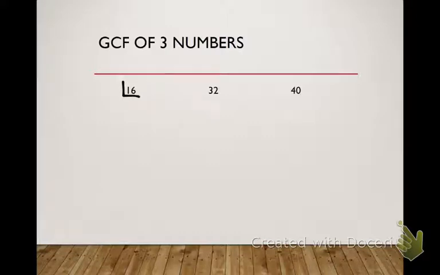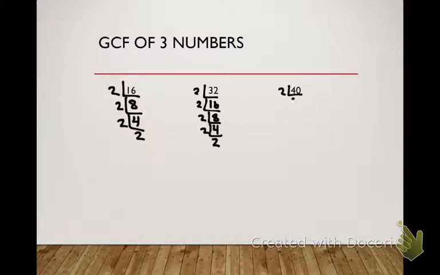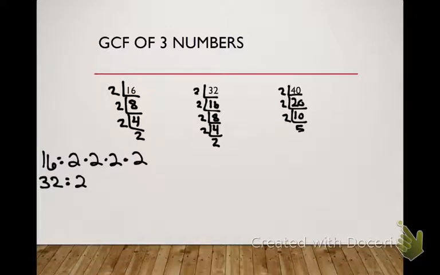All right, prime factorization of 16. Lots of twos, right? 32, even more twos. 40. Okay, so now I'm going to list my prime factors. 2, 2, 2, and 2. And for 32, 2, 2. And for 40.